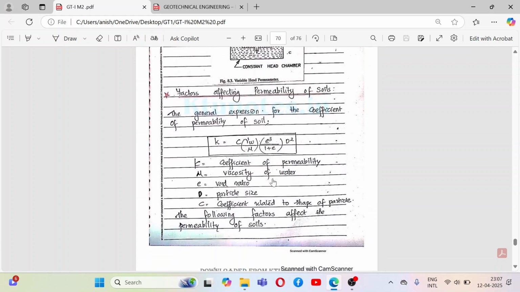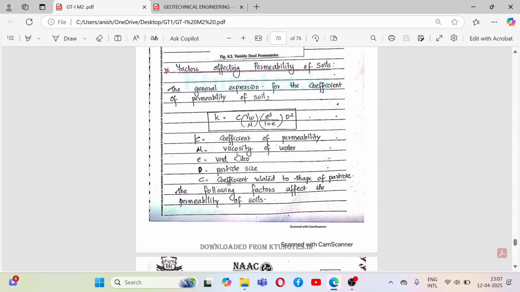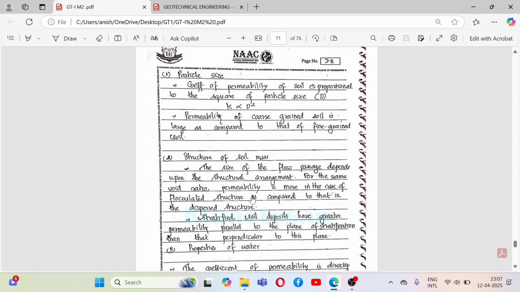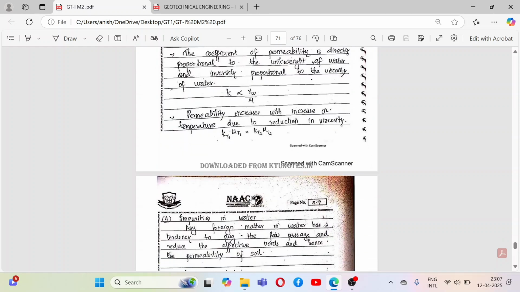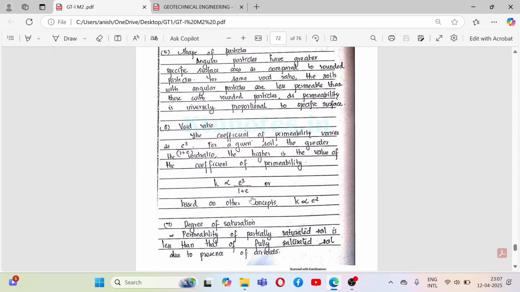One of the important topics which comes under permeability is the factors affecting permeability of soil. There are several factors: viscosity of water, void ratio, particle size. There are explanations of all these things, you can go through it, which is very important. This question might be asked for 6 marks.